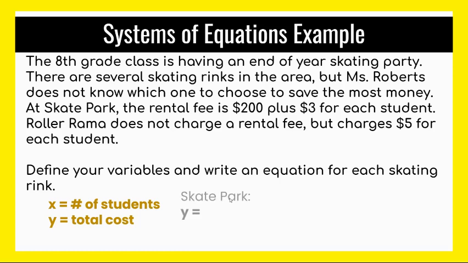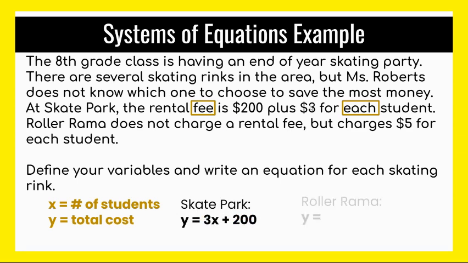Looking at Skate Park, I see the word each. Remember, we're looking at the sentence that's talking about Skate Park. Each tells us our slope. Our slope is going to be 3 here. Your slope is always multiplied by x. So we're starting at y equals 3x. And then we have a fee of 200, so I have to add on 200. So the equation for Skate Park is y equals 3x plus 200.